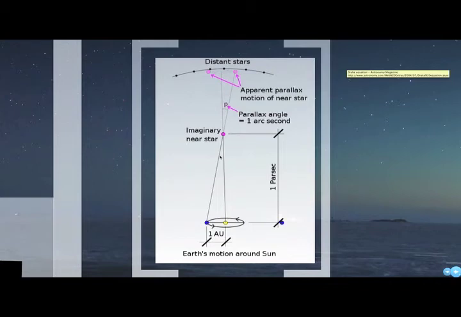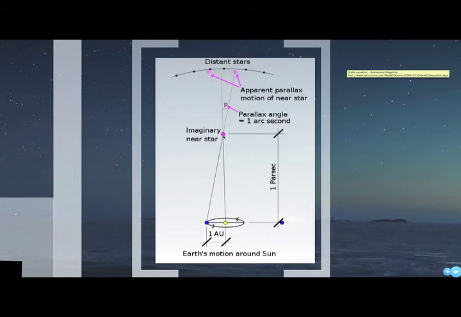So if this angle is 1 arc second, you have degrees, then you have arc minutes, then you have arc seconds. So 1 degree is made up of 60 arc minutes. One arc minute is made up of 60 arc seconds. So if this angle is 1 arc second, then that star is exactly 1 parsec, or 3.26 light years away. Now, the closest star is 4.25 light years, so there is no star that's 1 parsec away. But this is just an example for discussion.